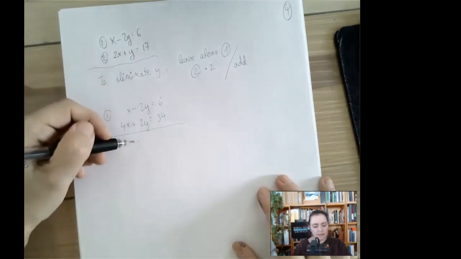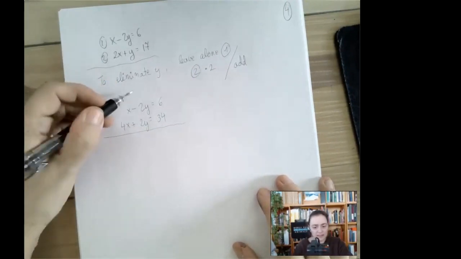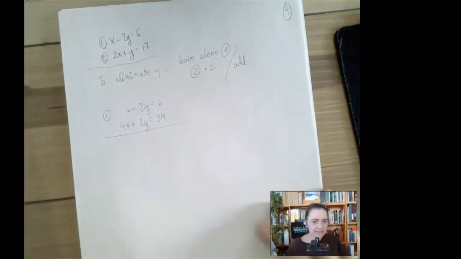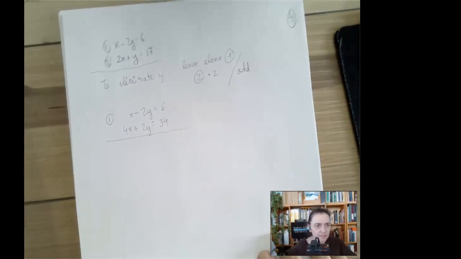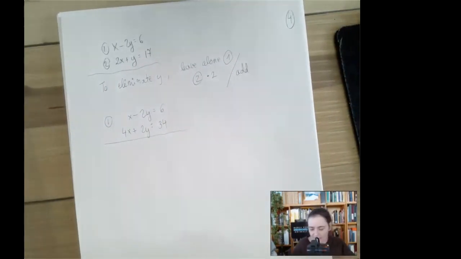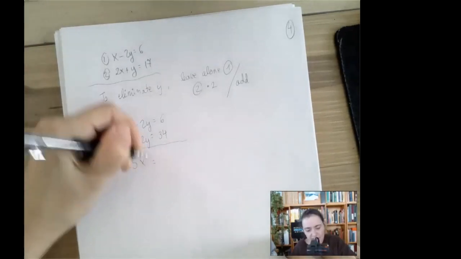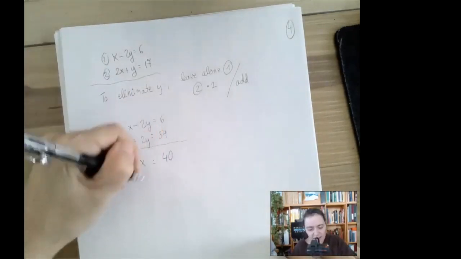Now, you can cross it out like that, but make sure you don't darken it out. It should be readable weeks later. Actually, you do not have to cross it out. I don't think it needs explanation. 5x is 40, x is 8.